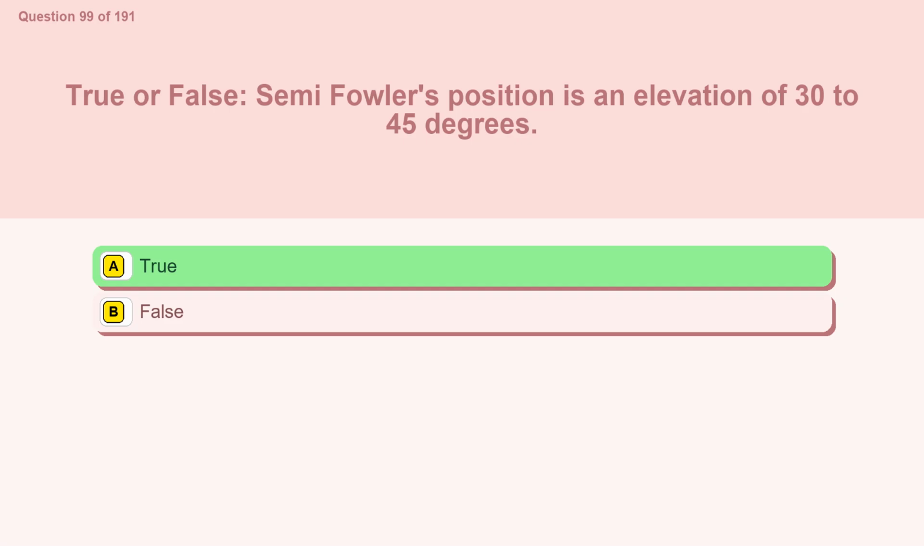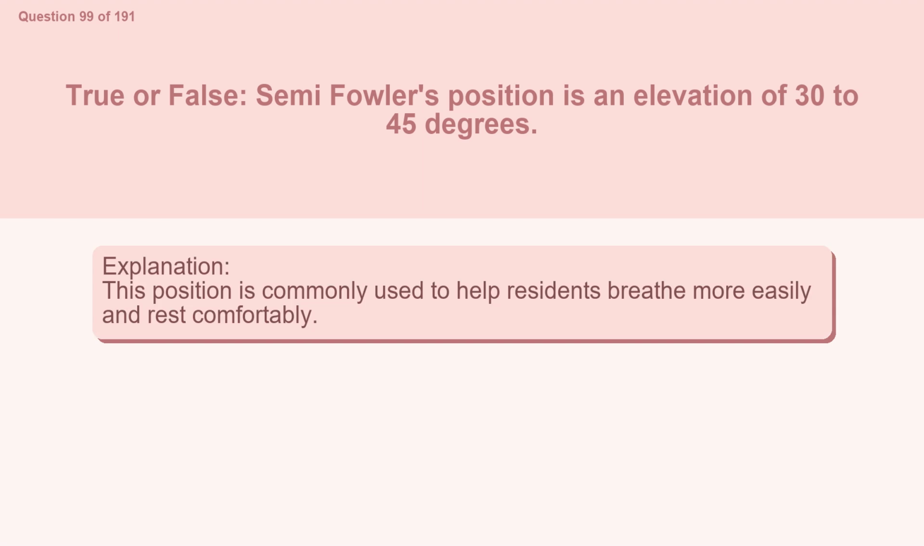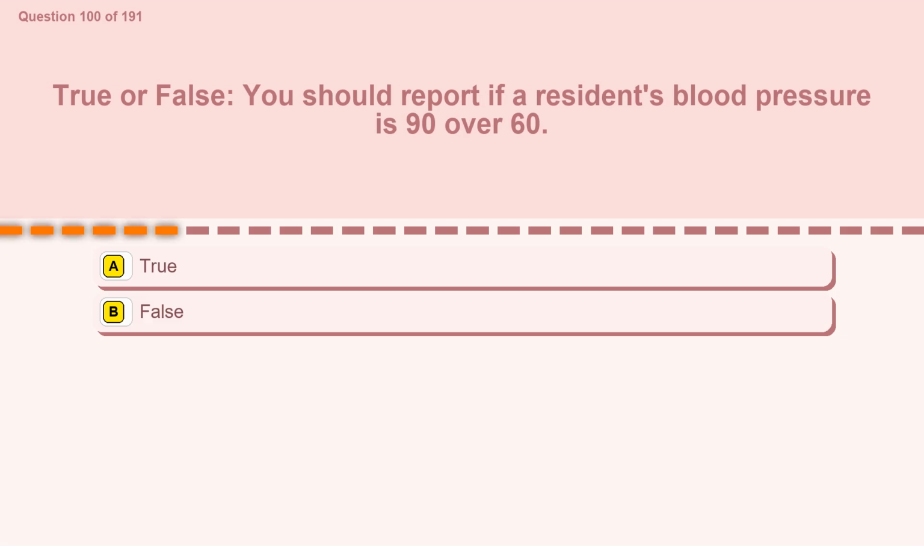The correct answer is option A, true. This position is commonly used to help residents breathe more easily and rest comfortably. Question 100. True or false, you should report if a resident's blood pressure is 90/60? Option A, true. Option B, false.